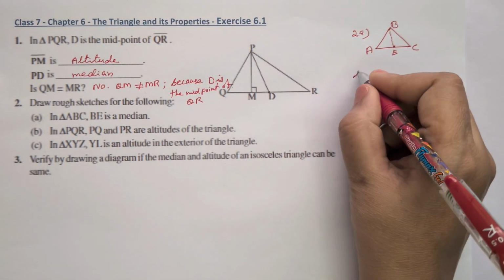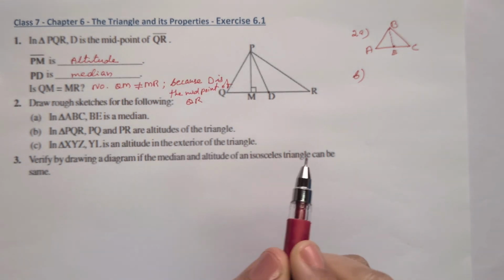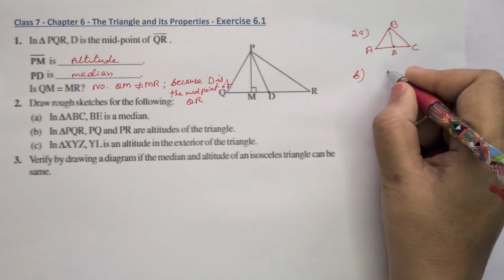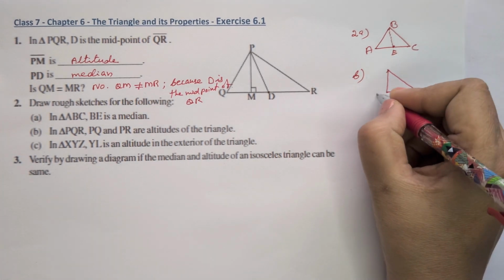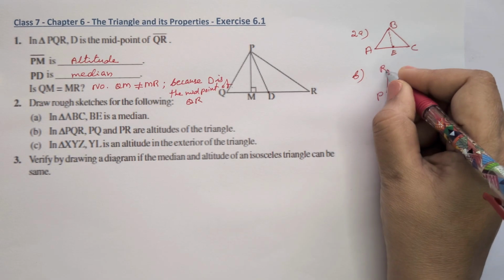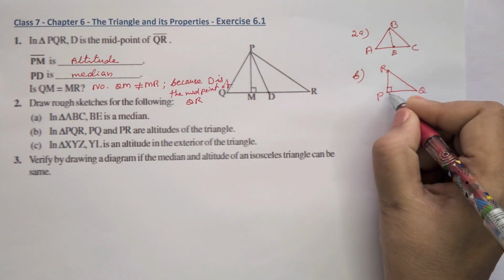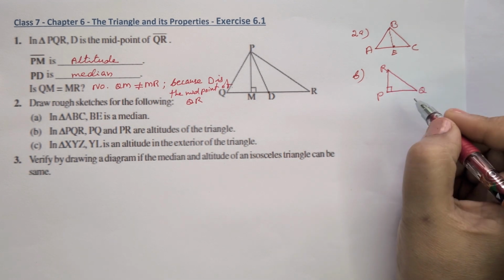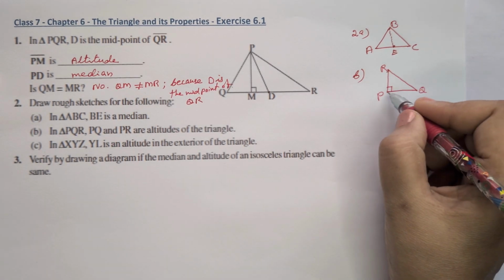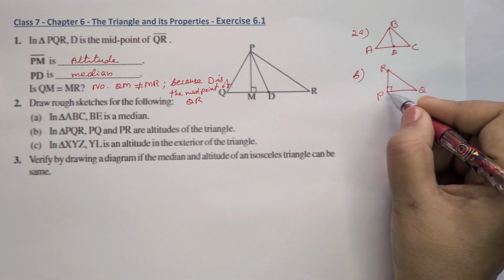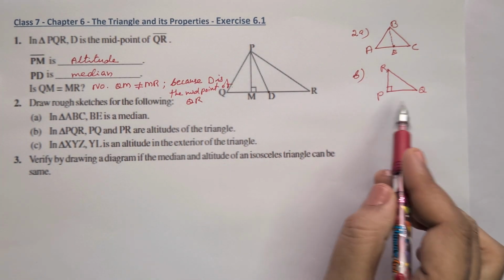Then the second figure. In triangle PQR, PQ and PR are altitudes of the triangle. So that is a right angle triangle. Here PQ and PR are altitudes, which means they are perpendicular, with 90 degrees in between. So PQ and PR are altitudes of the triangle.